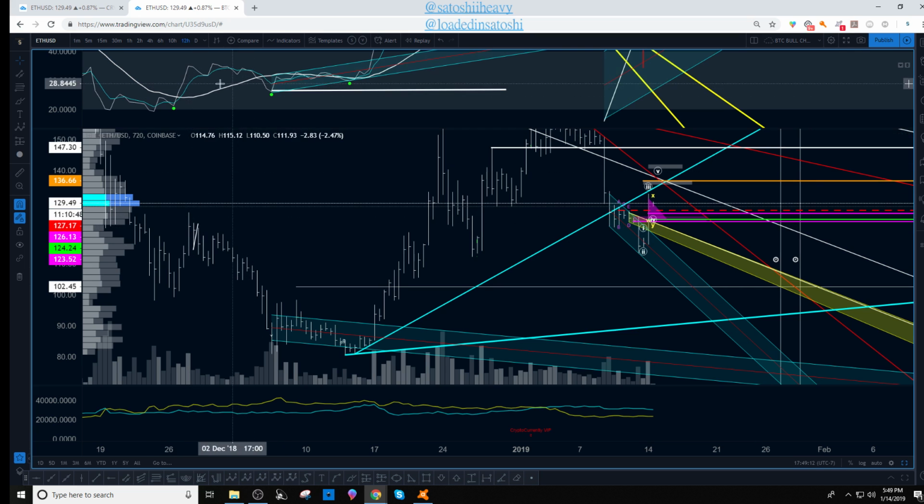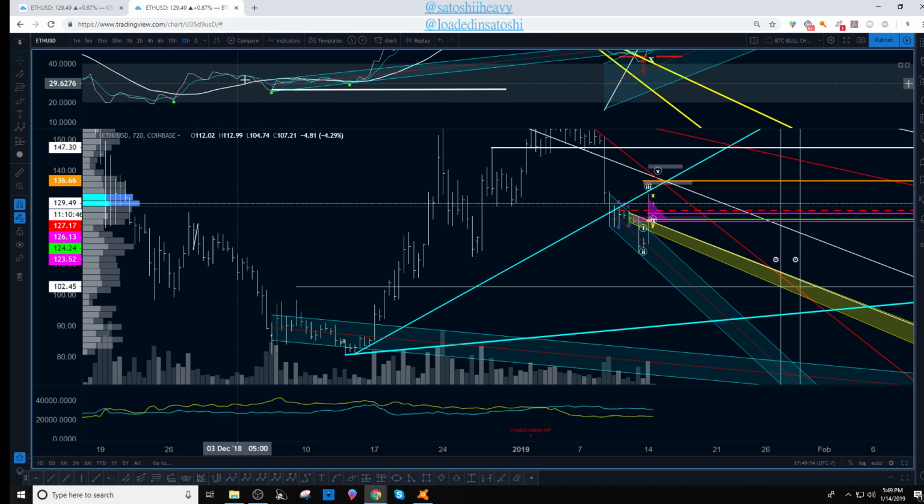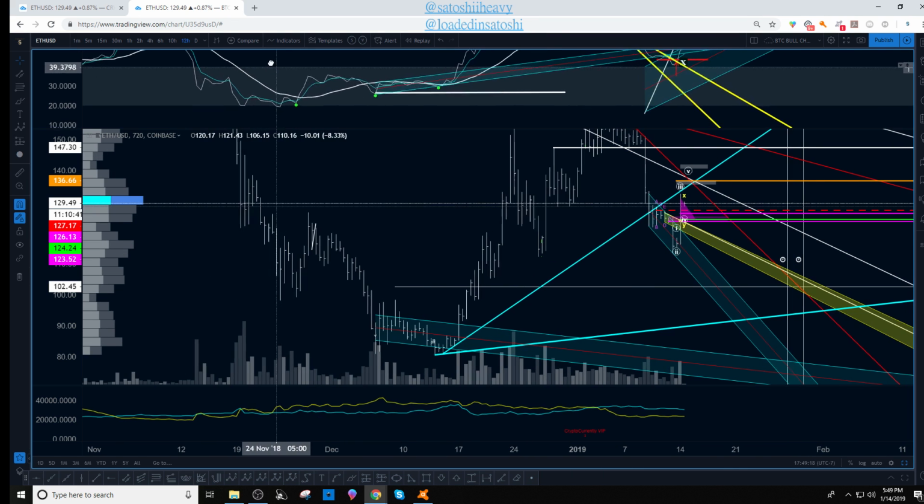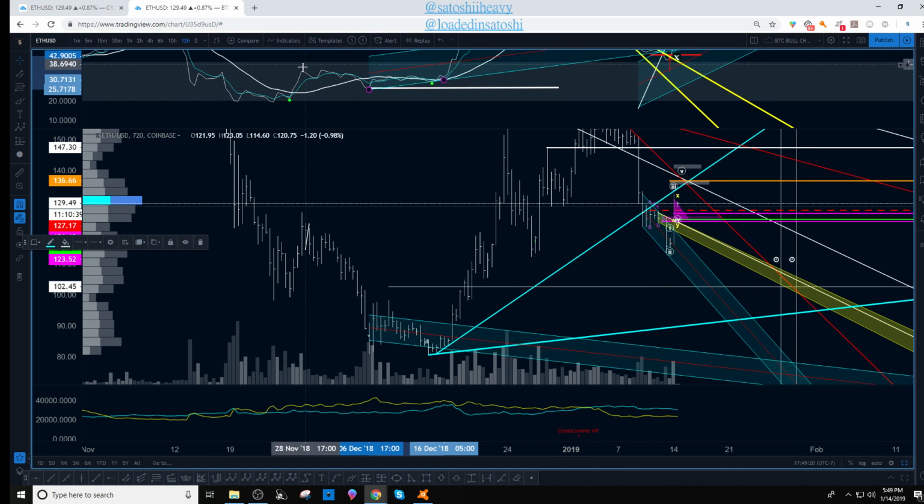You see that you have this divergence here, right? RSI broke out of it, right? So let's do the same exact thing. High there, low there.